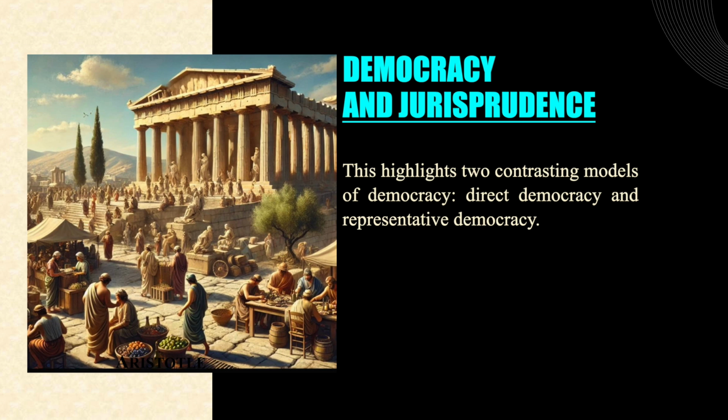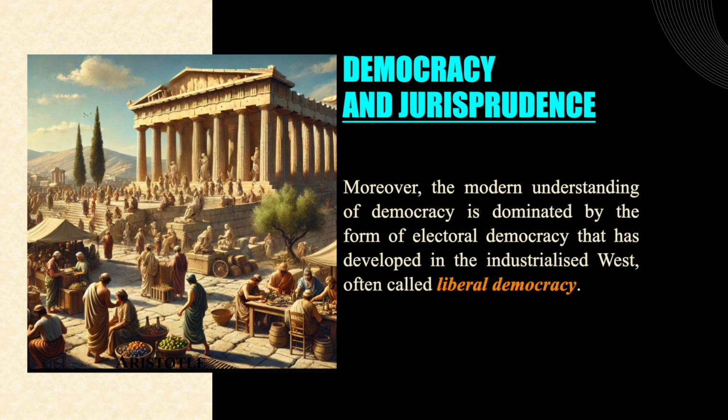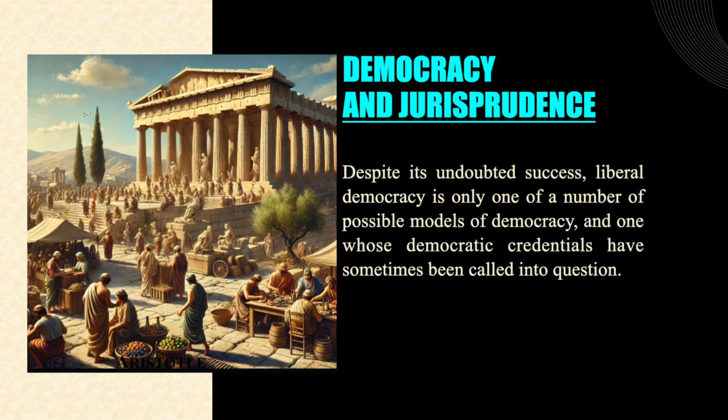This highlights two contrasting models of democracy: direct democracy and representative democracy. Moreover, the modern understanding of democracy is dominated by the form of electoral democracy that has developed in the industrialized West, often called liberal democracy. Despite its undoubted success, liberal democracy is only one of a number of possible models of democracy, and one whose democratic credentials have sometimes been called into question.